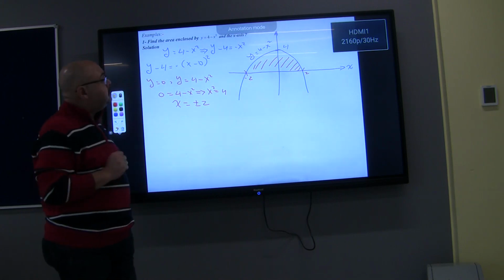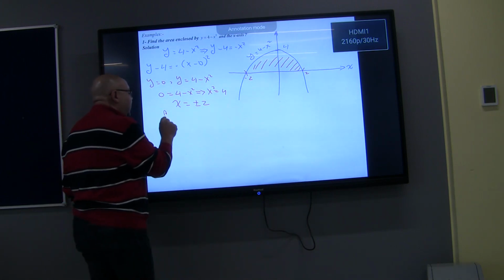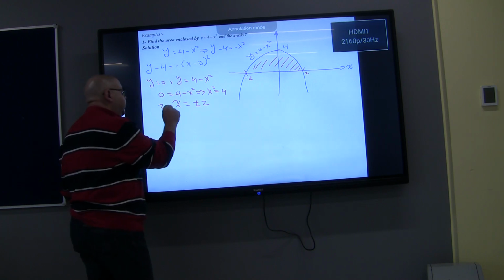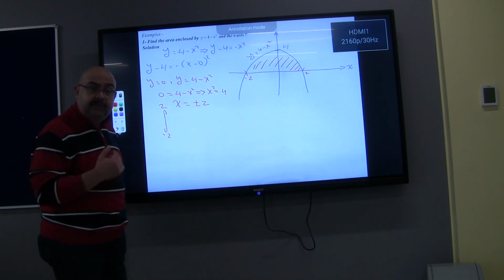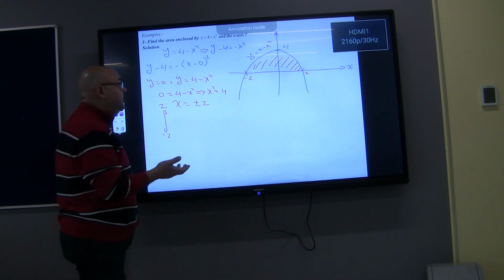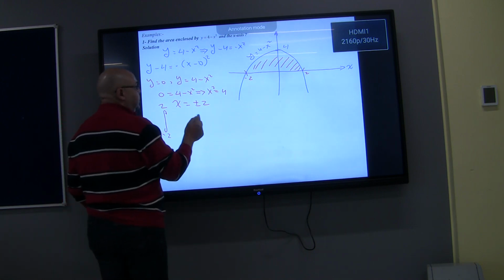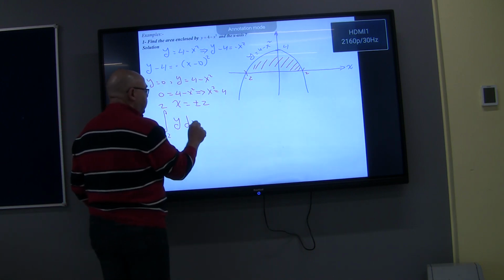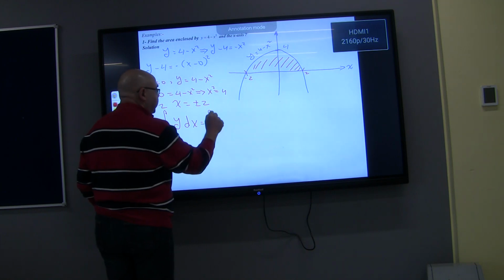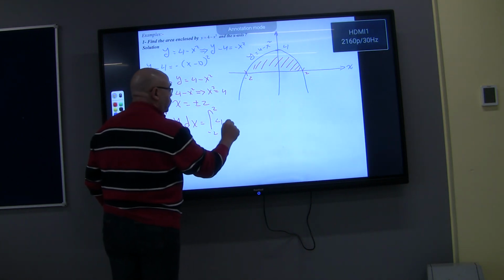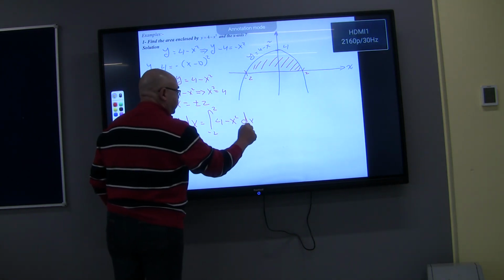Also, we can take advantage of the different integration. We integrate from negative 2 to 2 for the function which is y dx. It's the same, y dx. So it's going to be from negative 2 up to 2, 4 minus x squared dx.